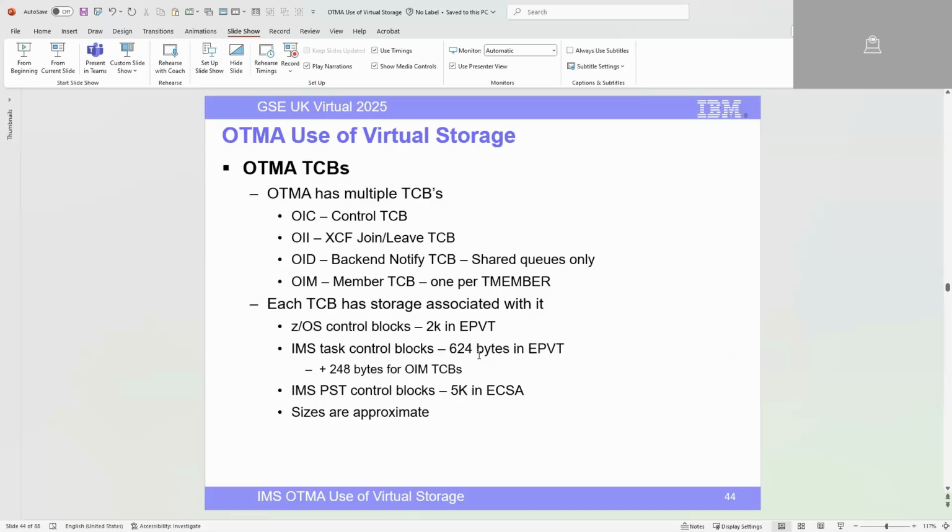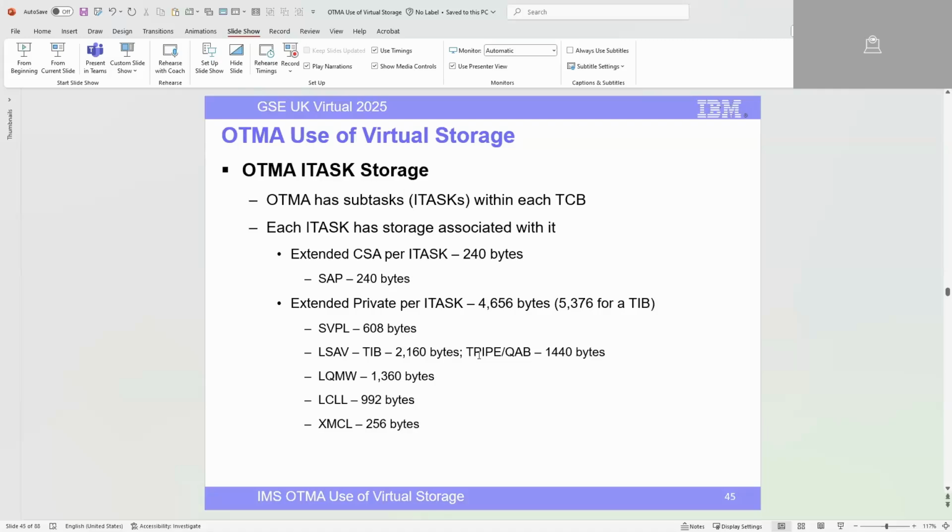TCBs. OTMA has multiple TCBs. There's the control TCB. There's one for XCF, for when we join and leave. If you're in a shared queue, we have a backend TCB. And then there's one TCB per T member. Okay, and each TCB has some storage associated with it: some z/OS control blocks, some EPVT control blocks, and some ESA control blocks. I've listed them here.